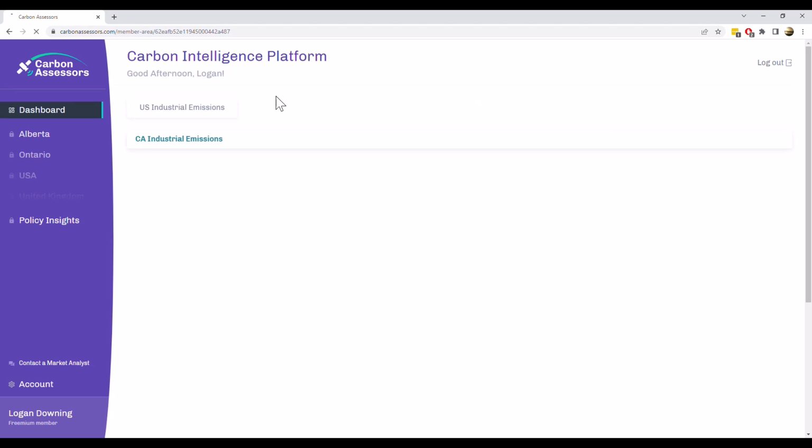Once you've landed within the Carbon Intelligence platform, you'll notice right away that some public data is available for consumption. So what we're looking at here is all of the large industrial facilities that report emissions across Canada. It's pretty interesting. You can click on particular industrial sectors, see where the major emitters are located across Canada, what the emissions per capita is, what the provincial perspective looks like.